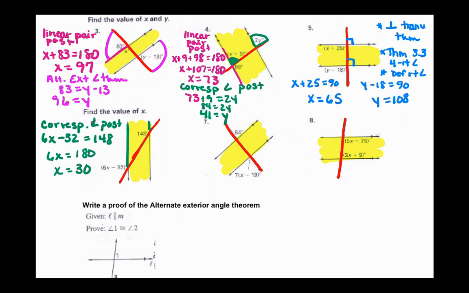In the next one, the 84 and the 7 times the quantity are exterior angles. One's on the left and one's on the right, so these are alternate exterior angles, and we have a theorem that says they're congruent. So we're going to set our 7 times the quantity x minus 19 equal to 84. So this is 7x minus 133 equals 84. 7x equals 217, and x is equal to 31.